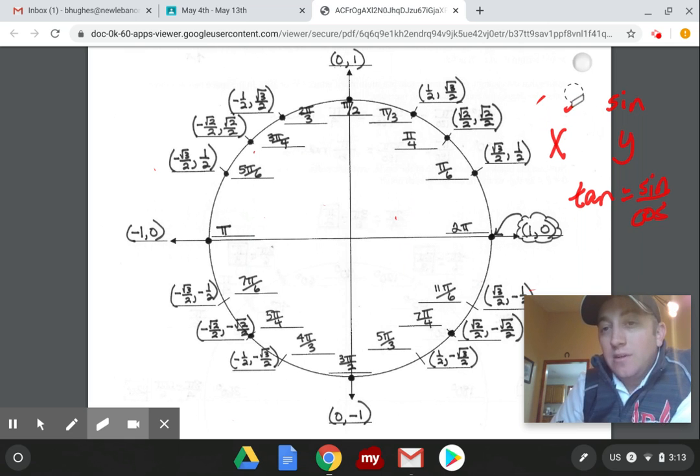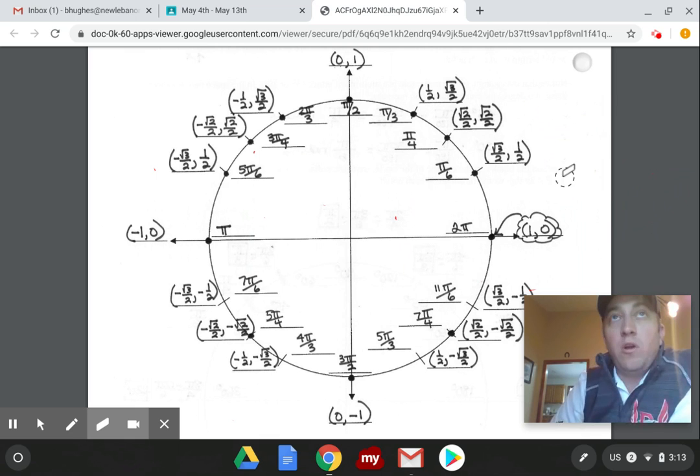If I look at sine, where's sine positive? Well, where your y value is positive. All of your y values are positive in the first and second quadrant. Where is sine negative? It's where your y values are negative. So down here in quadrants 3 and 4.